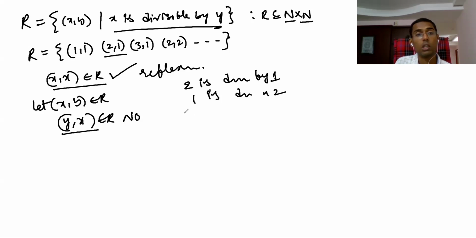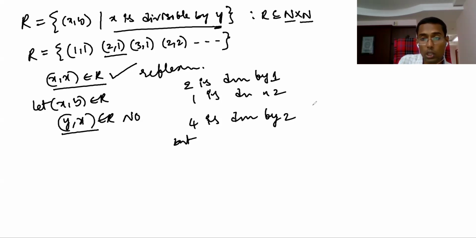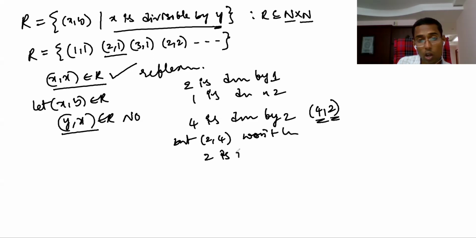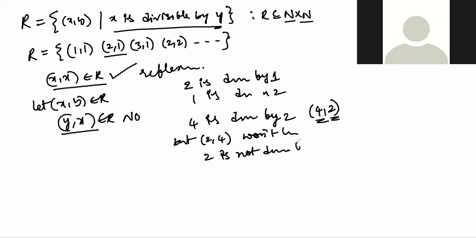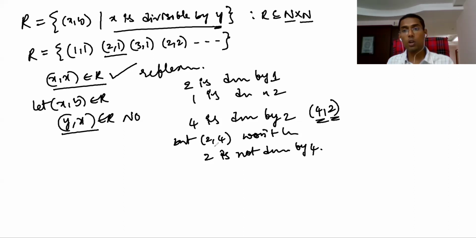Similarly, you can give one more example also. 4 is divisible by 2, so (4,2) will be there, because 4 is divisible by 2. But (2,4) won't be there. Why won't it be there? Because 2 is not divisible by 4.